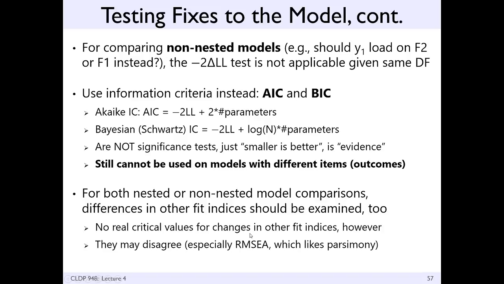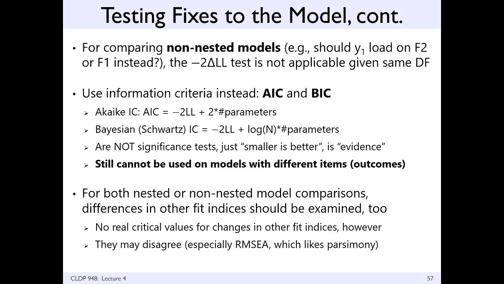So non-nested models. Sometimes the models that you will be compared will not be nested in the sense that you're not adding or subtracting, you're just moving things around. So for instance, if I'm not sure which factor an item should go with, I can try it on factor 1, and then I can move it to factor 2. Those models will have the same degrees of freedom. So I can't do a likelihood ratio test. I can't do -2 log likelihood. What I can do, though, is look at values that are based on -2 log likelihood, which is known as information criteria.